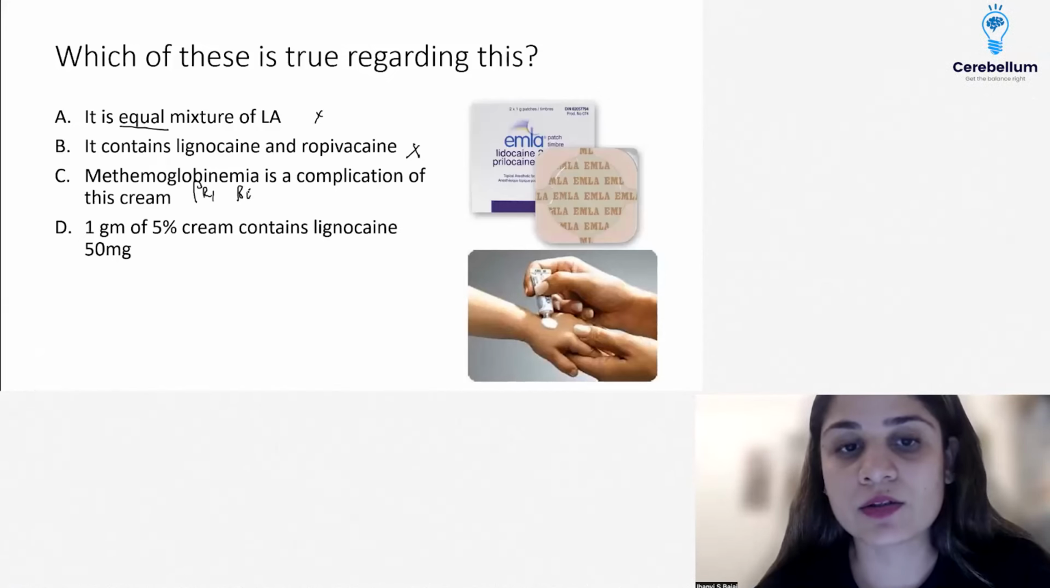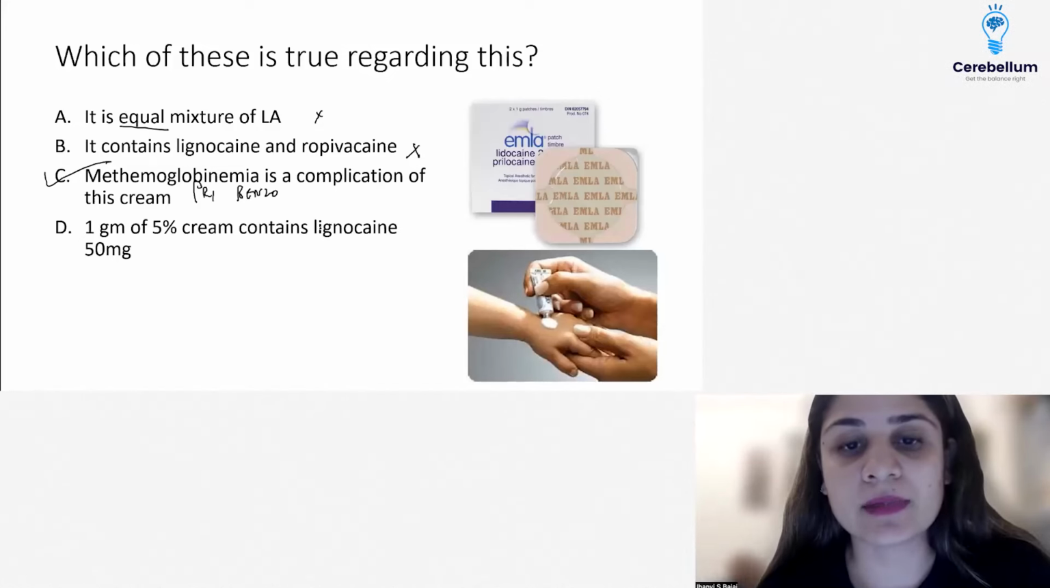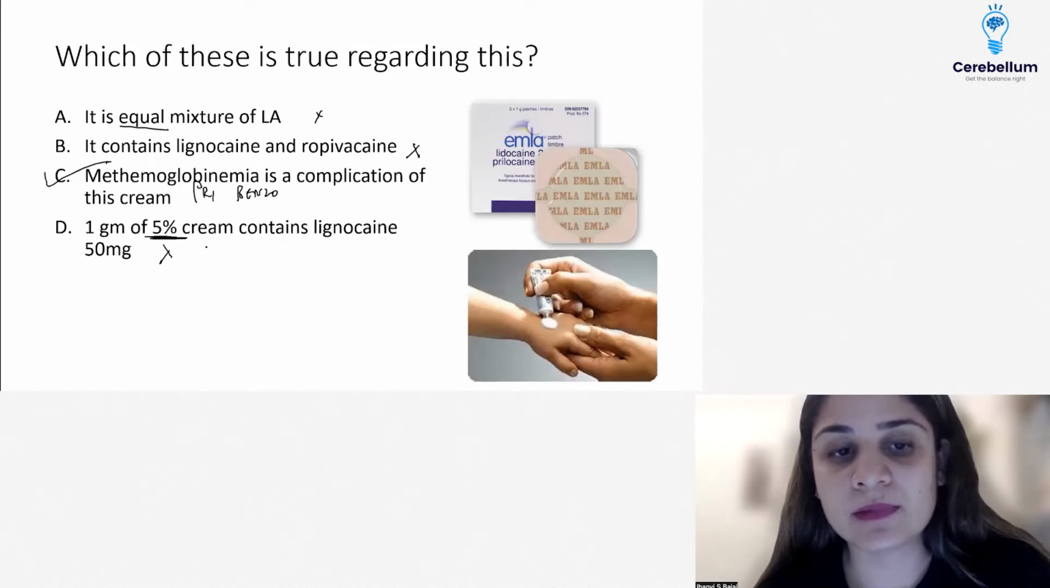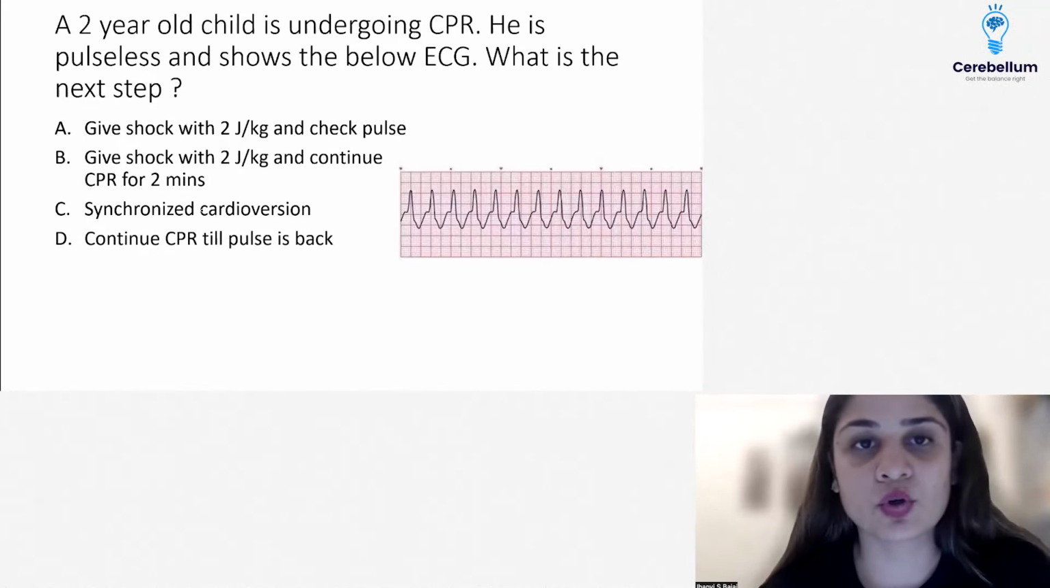Prilocaine and benzocaine are the two local anesthetics that can cause methemoglobinemia. As we discussed, this cream contains ligno and prilo. So this is a possibility, and 1 gram of 5% cream contains lignocaine 50 mg. So this was also false because 1 gram of 5% cream contains 25 mg of lignocaine and it contains 25 mg of prilocaine. Okay, so that was the correct answer, methemoglobinemia.